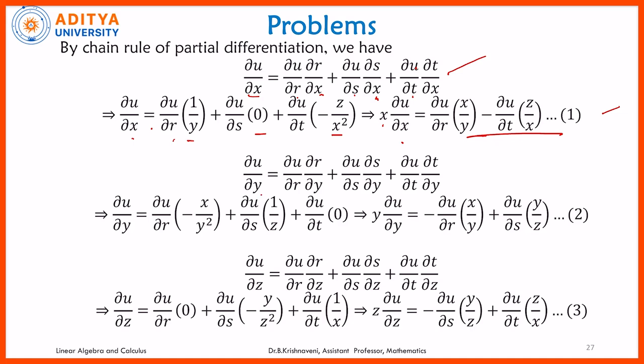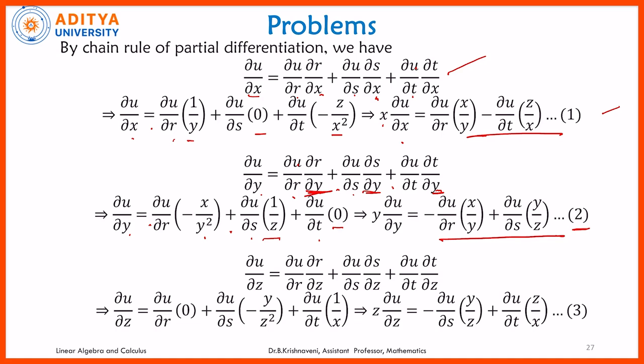Next, what is dou u by dou y? Dou u by dou r into dou r by dou y plus dou u by dou s into dou s by dou y plus dou u by dou t into dou t by dou y. That gives dou u by dou y is equal to dou u by dou r into minus x by y square, that is dou r by dou y, plus dou u by dou s into dou s by dou y, that is 1 by z, plus dou u by dou t into dou t by dou y, whose value is 0. And y dou u by dou y is minus dou u by dou r x by y plus dou u by dou s into y by z. Let us represent that with the second equation.